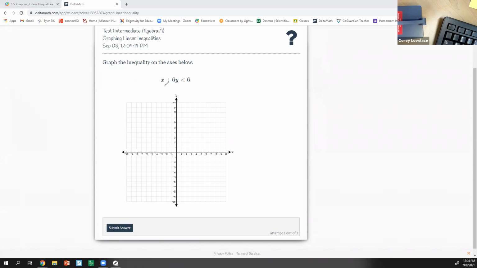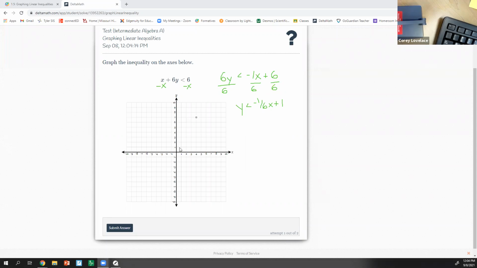So if I've got this, I'm going to subtract the x over and get 6y is less than, I'm going to go ahead and write negative 1x plus 6. I'm going to divide everything by 6. So that tells me I'm graphing y is less than negative 1/6 x plus 1. And that work you're just going to have to do on paper, okay? Once you have that there, your next step is to graph it.